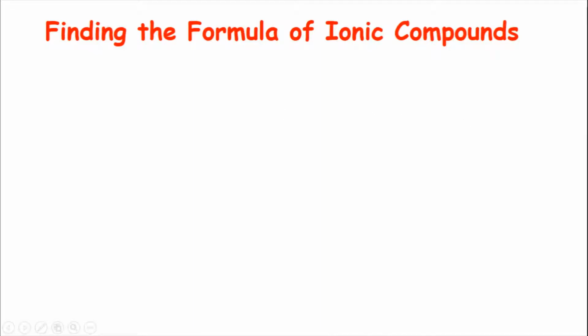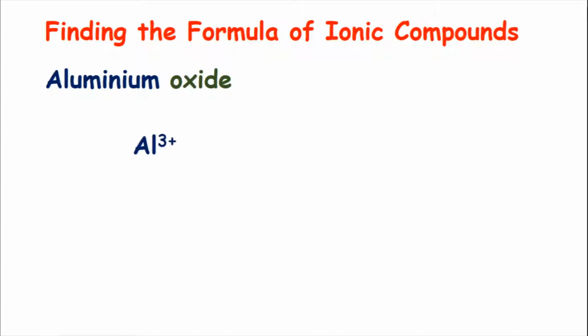Welcome to this video about how to find the formula of ionic compounds. The first example we are going to look at is aluminium oxide. To be able to find the formula of ionic compounds, you do need to know which ions make up the compound and which charge they have. So aluminium oxide is made from aluminium Al3+ and O2-.